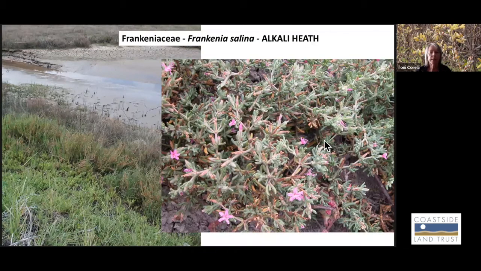Another halophyte is alkali heath. Alkali heath also has salt glands that excrete salt from its leaves, shown here with its gray-green succulent-like leaves and pink flowers. It forms a mat in the marsh above the muddy flatland.